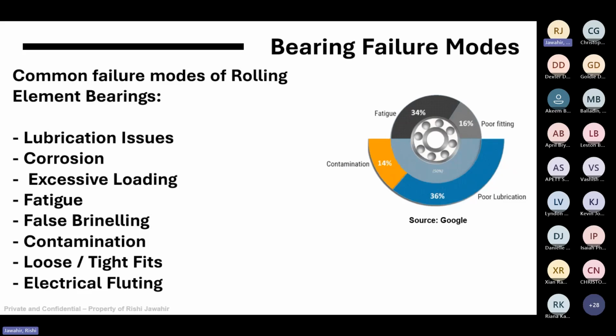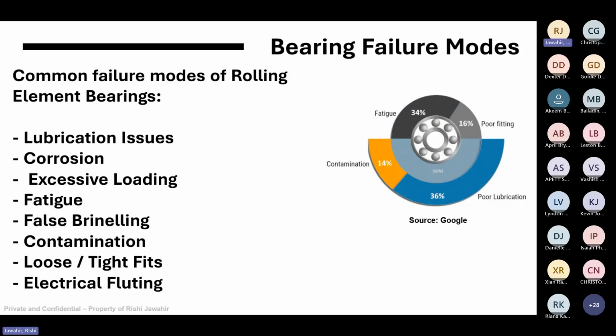False brinelling. Sometimes what happens during shipment, you have a new motor or a new pump being shipped, but because of the vibration during transportation, there may be shocks, there may be impacts, actually causing some defect on the bearing when it's just a shock during the transportation. Sometimes you may have two equipment next to each other, one running, the other on standby. But because vibration is being transferred from the equipment that's running to the one that's offline, it may cause false brinelling. There may be contamination.